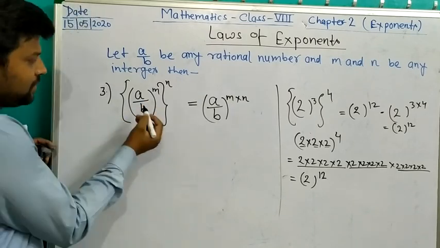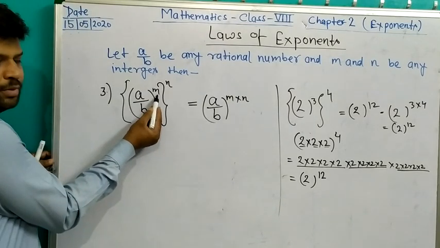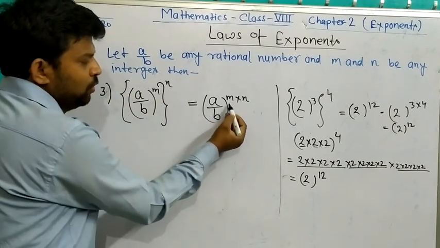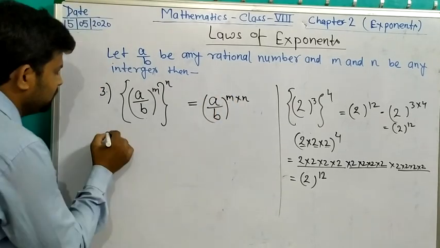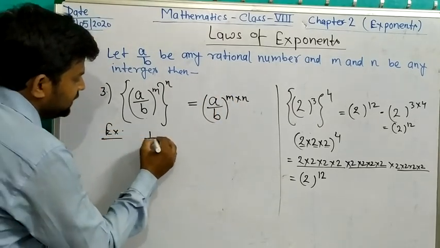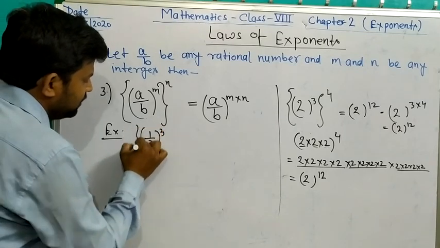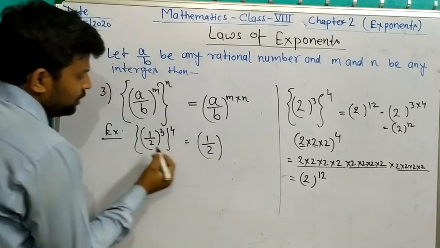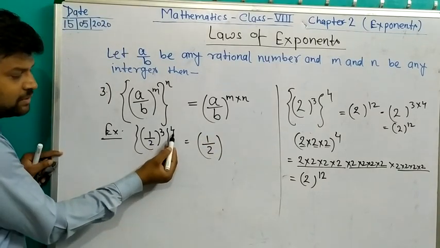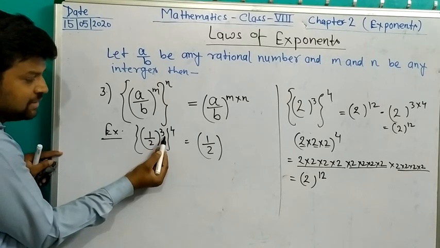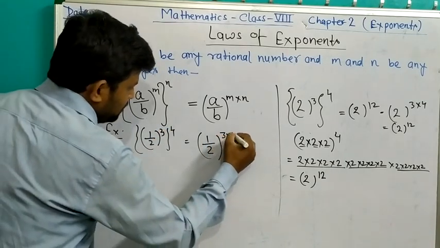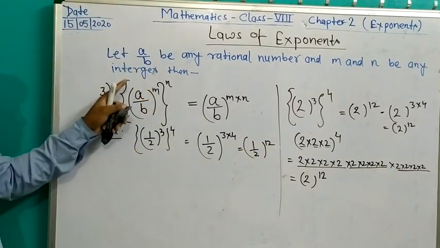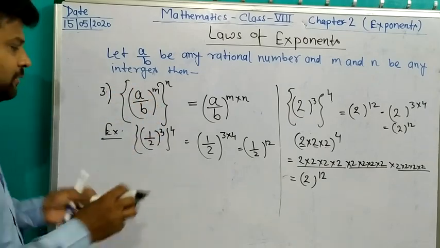Same as ((a/b)^m)^n, which is equal to (a/b)^(m into n). For example, when we write ((1/2)^3)^4, this is m and this one is n. m into n means 3 into 4, so (1/2)^12. This is our third property. Okay, now fourth.